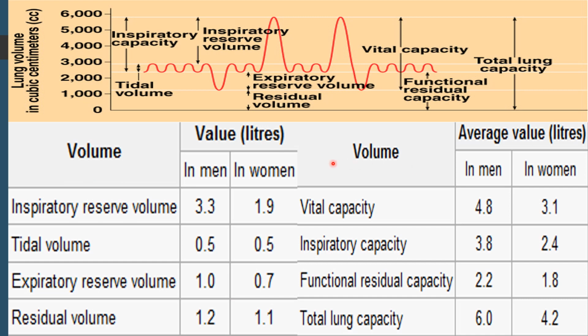And you can see the volumes given here. All the volumes and the capacities are summarized, and the variation is clearly given. So you can see the total lung capacity. At last it varies in males and females, 6 liters and 4.2 liters.